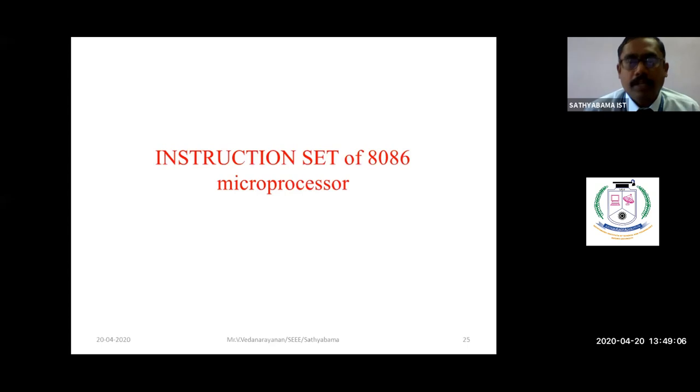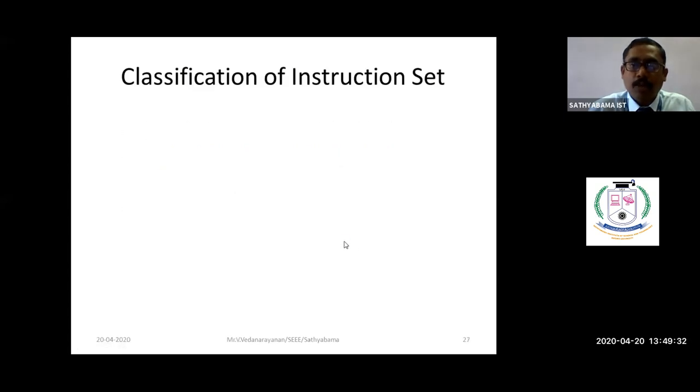With this, we complete our addressing modes. We move on to the instruction set of the 8086 microprocessor. As I told you, an instruction set is nothing but a group of instructions which do some related task. A program is nothing but a combination of instructions for doing a specific task. In 8086, you have more than 20,000 instructions. A large number of instructions are available.